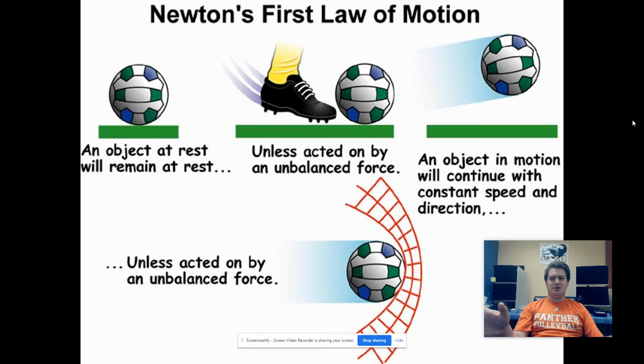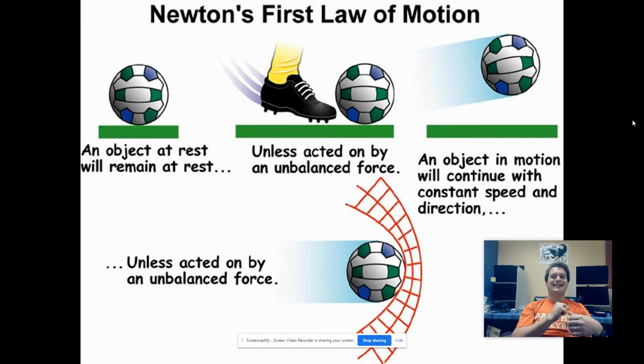Think back to yesterday, or two days ago, really. We did free body diagrams. In the worksheet yesterday, some of the diagrams had unbalanced forces where there was leftover. It didn't cancel out. So when there is unbalanced force, you are going to change an object's state of motion. But if everything balances out, which means net force is what?